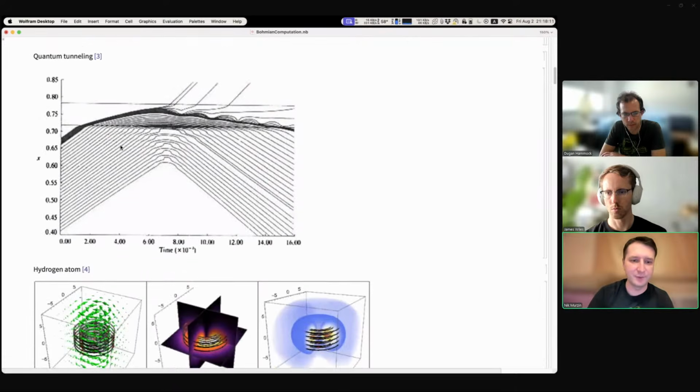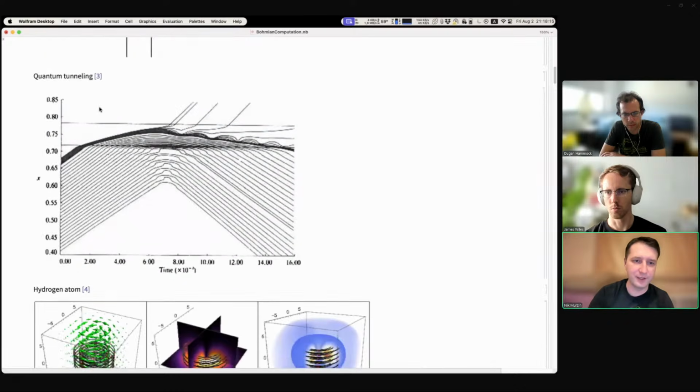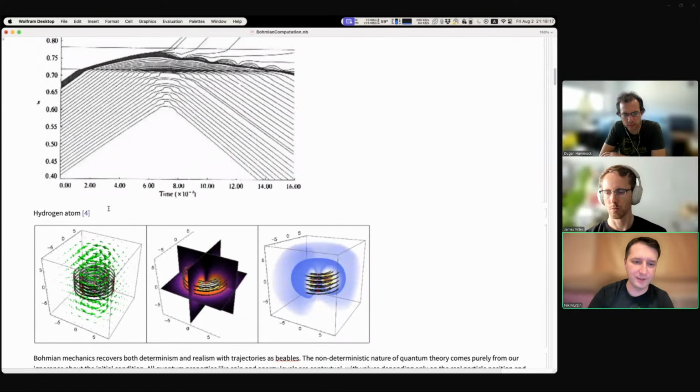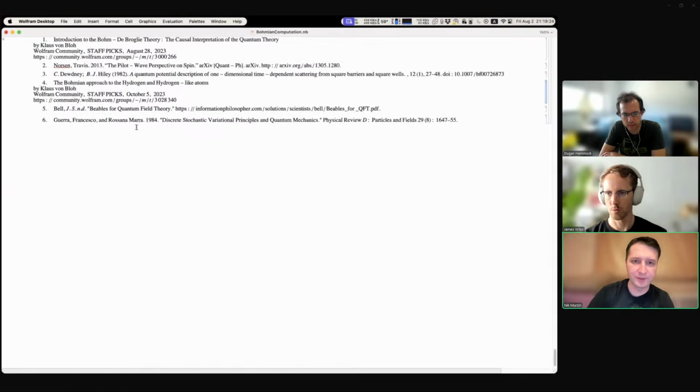Right. So we have more examples like quantum tunneling, and you can find all the links in the papers, and there's a nice post in the Wolfram community forum explaining this. I think that's the community forum. Does this link work? It looks so bad.